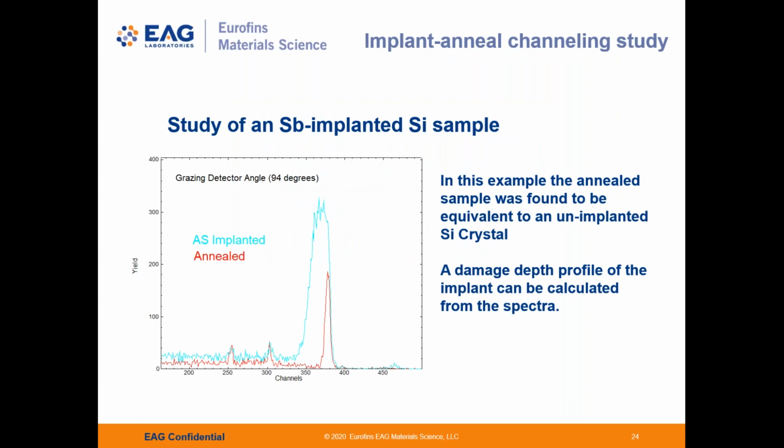This is an example of a channeling study on an implant anneal system and antimony implanted silicon sample. The channeled spectra were acquired from the as deposited implanted sample and compared with the annealed sample. The overlay of these two spectra is shown here. A comparison of the two channeled spectra shows clearly amorphization during the implant, that's light blue, and regrowth of the silicon crystal after annealing in red.